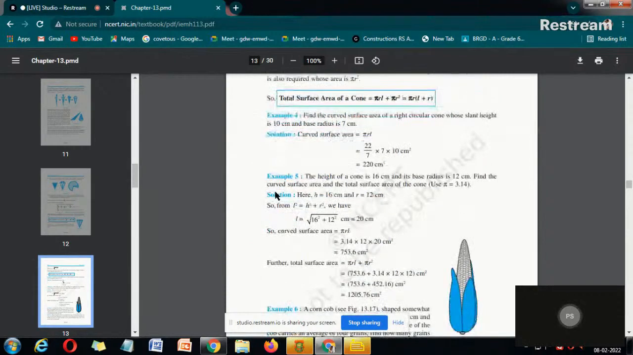So let's go with our example 4. What does example 4 say? Find the curved surface area of a right circular cone whose slant height is 10 centimeters and the base radius is 7. They said curved surface area. The curved surface area of a cone is pi r l. Here we know the pi value. The radius is given as 7 centimeters. The slant height is given as 10 centimeters. So 22 by 7 into radius 7 into 10. 7 and 7 cancel. 22 tens are 220 centimeter square. This will be our answer for example 4.